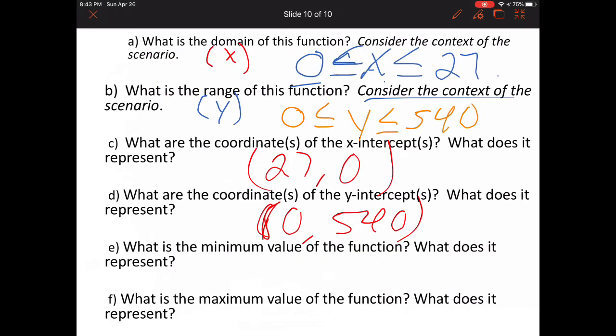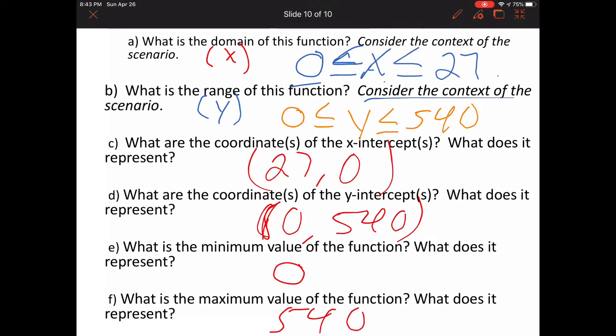So when we go here, we say, okay, what is the minimum value? Well, look at this entire screen and tell me the smallest number you see, and that is 0. And it says, what is the maximum value? Again, look at this entire screen, and what do you see? 540 is the maximum value.